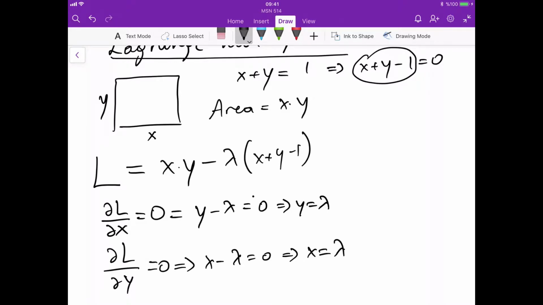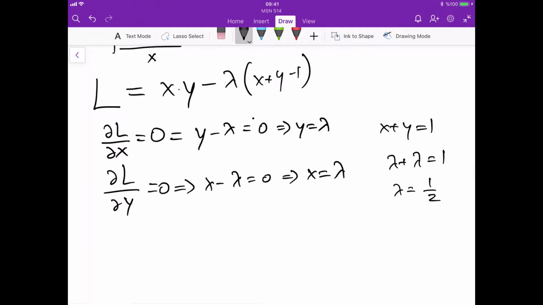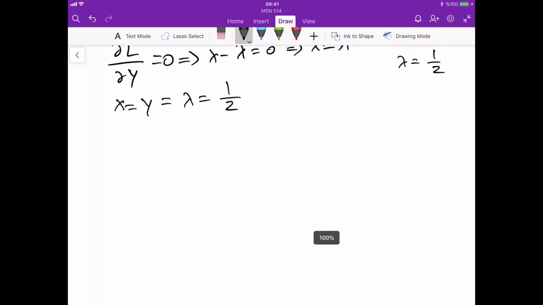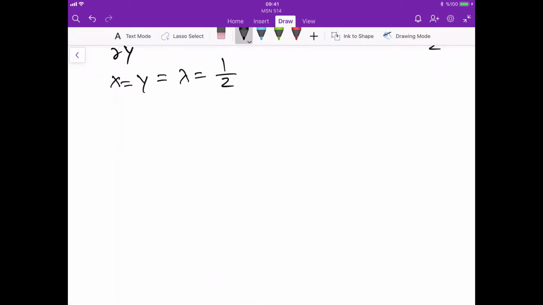So remember, x plus y is 1. So lambda plus lambda is 1. Lambda equals 1 over 2. So the best area that you can get, you reach it when they are all equal to lambda and it equals 1 over 2. Okay? So now we will use it in something totally different. So this was an introduction to Lagrange multipliers, okay?